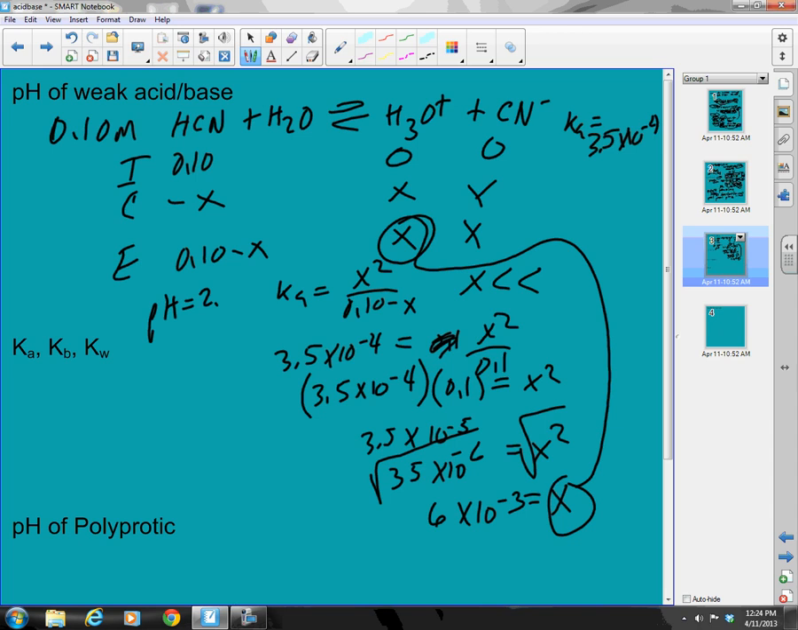Now, I have 2 sig figs. That means I have to have 2 decimals, right? When I have 2 sig figs, and when I take the log of something, that number of sig figs determines how many decimals I have. So I have a 2.23 pH.